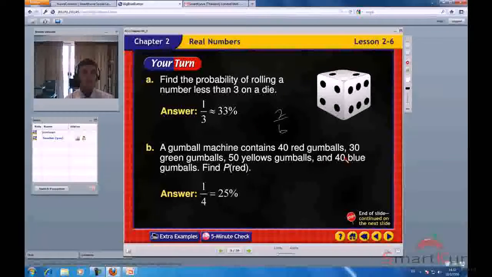And there are 40 red gumballs. So the probability of picking a red gumball is 40 over 160, or 1 over 4, 25%.